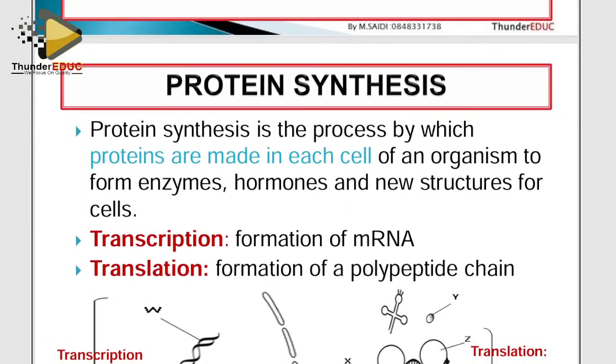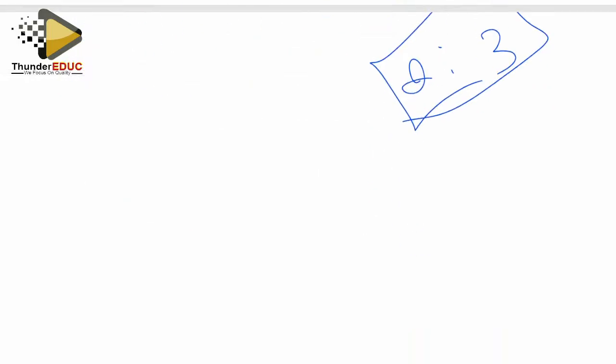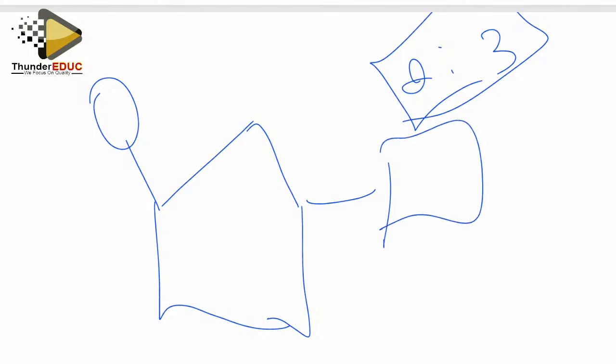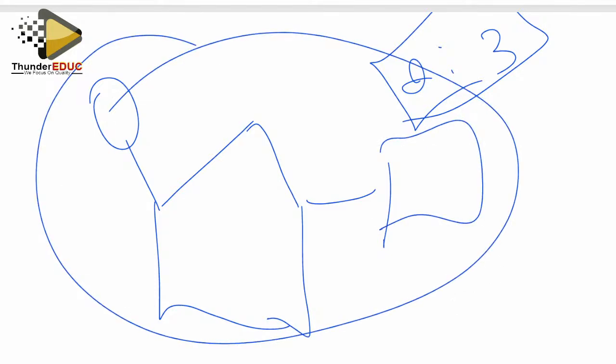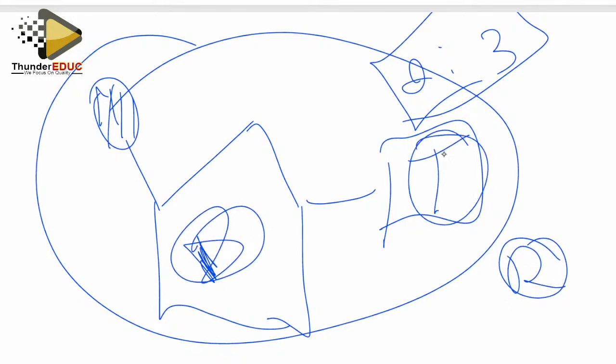Then we are going to protein synthesis. Before I go to protein synthesis, they can ask you a question that gives the difference between the nucleotide of DNA and the nucleotide of RNA. In this case, the phosphate is the same, but the sugar and the nitrogenous bases are not the same. So here you say deoxyribose sugar for DNA and ribose sugar for RNA, and then you say thymine for DNA and uracil for RNA. They are not talking about the difference between DNA and RNA. They are talking about the nucleotide of DNA and the nucleotide of RNA.